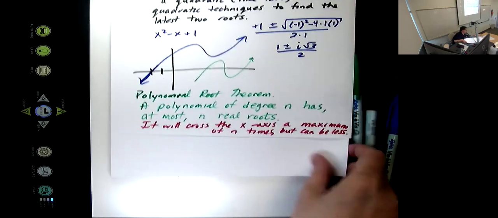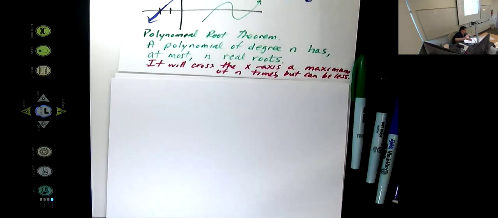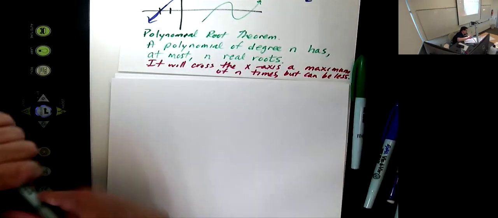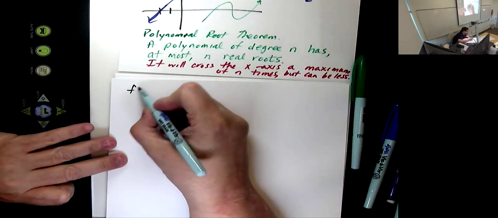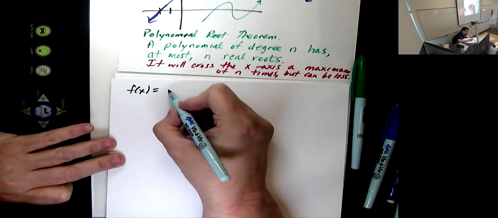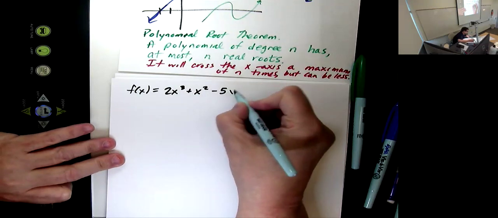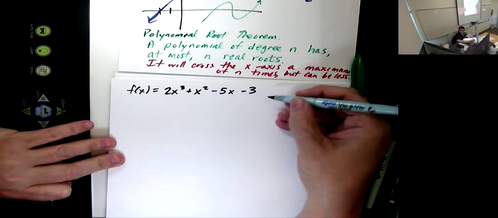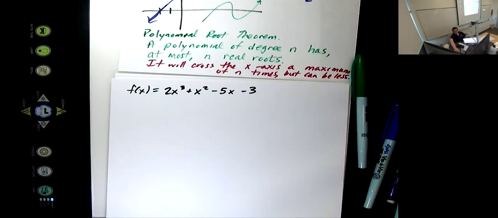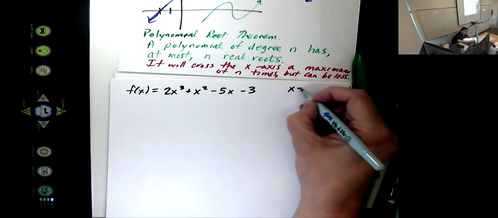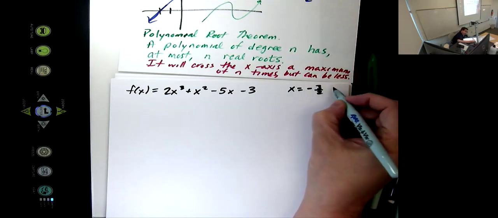Okay, let me give you guys one to try. We are gonna have f of x equals 2x cubed plus x squared minus 5x minus 3. And I can tell you that, making sure I got the coefficients right, 2, 1, -5, -3, x equals -3/2 is a root.